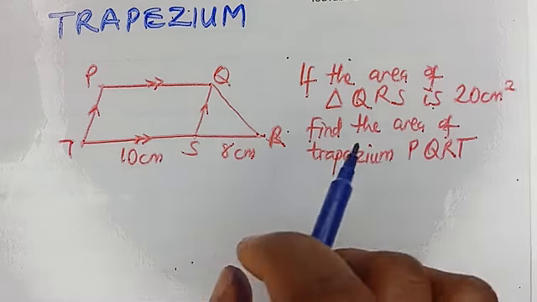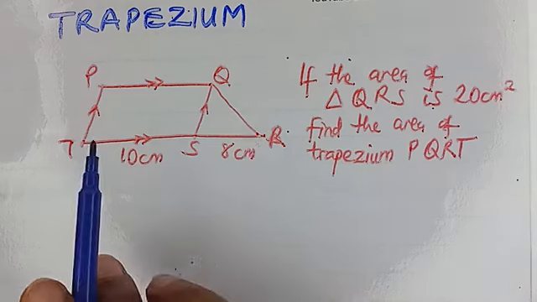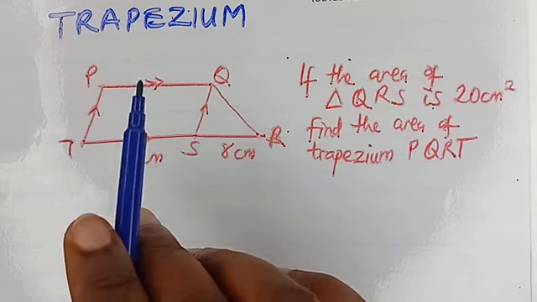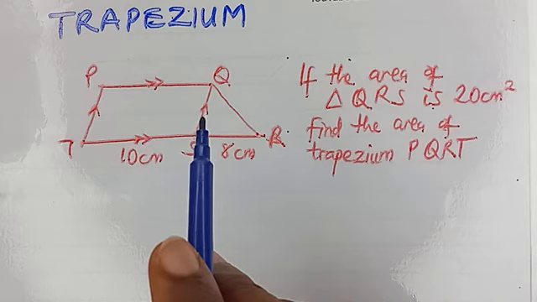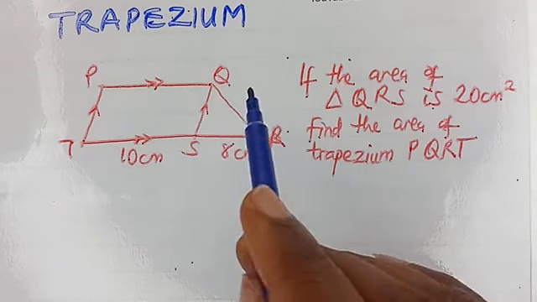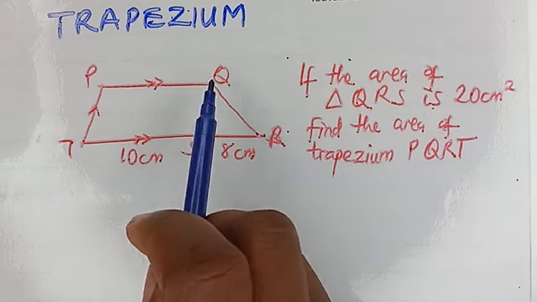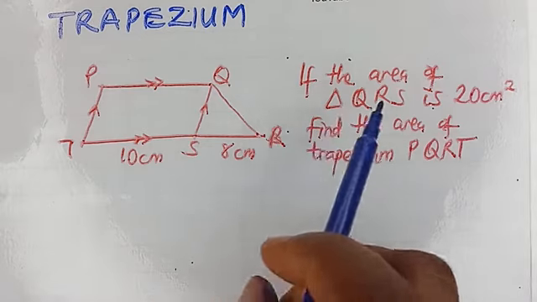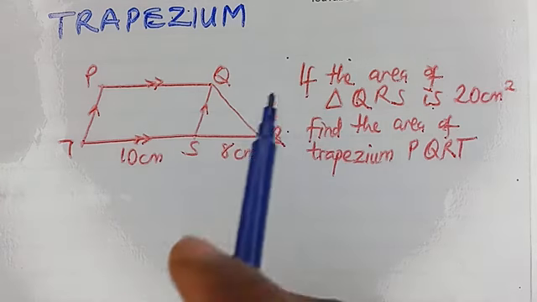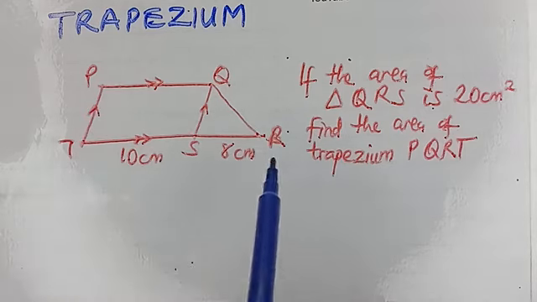Okay, we have this other question. So here we can see a trapezium, and we can also see a parallelogram, because these two sides are parallel to each other, and these two sides are parallel to each other. So this is a parallelogram, this is a trapezium, this side is a triangle. So a combination of shapes. If the area of triangle QRS is 20 cm², find the area of trapezium PQRT.